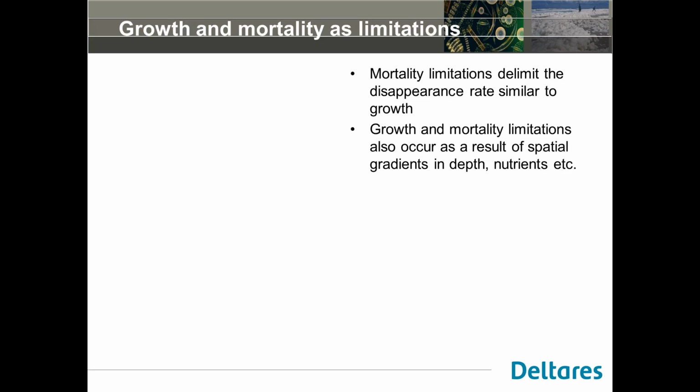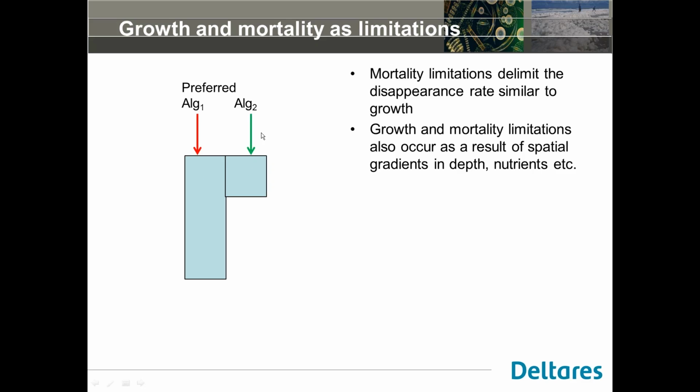Growth and mortality limitations also occur as a result of spatial gradients in depth, in nutrients, etc. This can be shown with this figure. So suppose we have 2 bodies of water, a deep one and a shallow one, and in the deep one, algal 1 is the preferred species, and in the shallow area, algal 2 is the preferred species. If we wait long enough, then in the end, we will find algal 1 only here and algal 2 in this area.